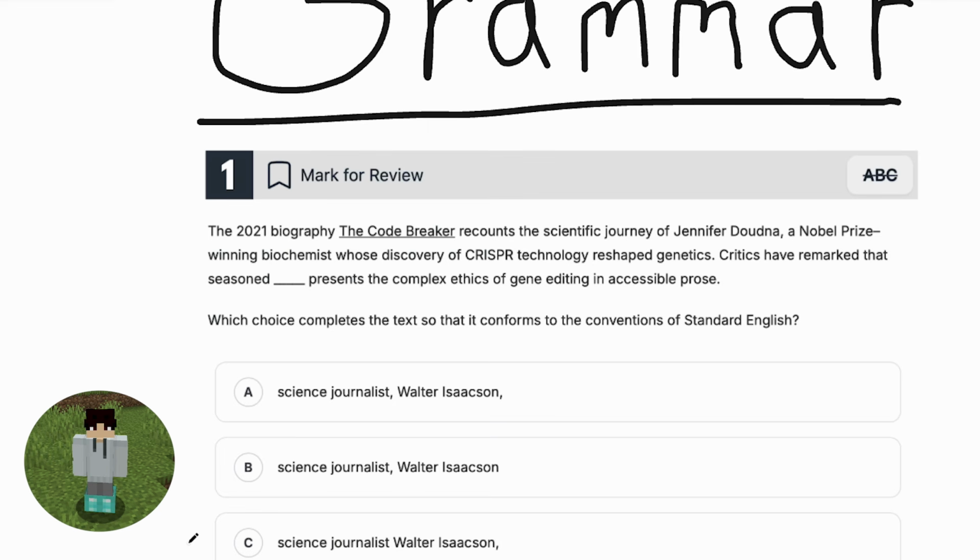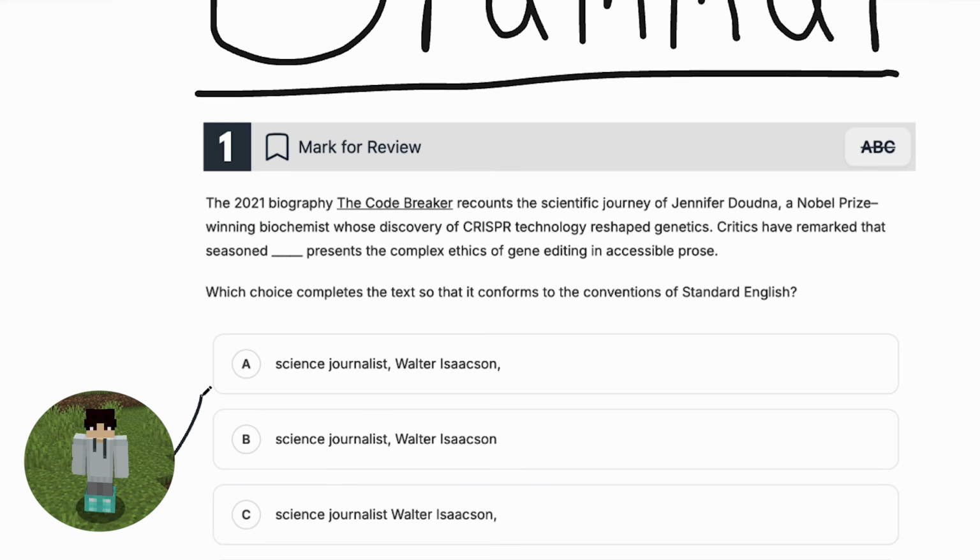The first thing you want to do when you see a problem type in grammar is glance at the choices. I'm not saying to read the choices, I'm saying just to glance at them to get a basic idea of what each of the different choices say. You'll see why this is important in a second.